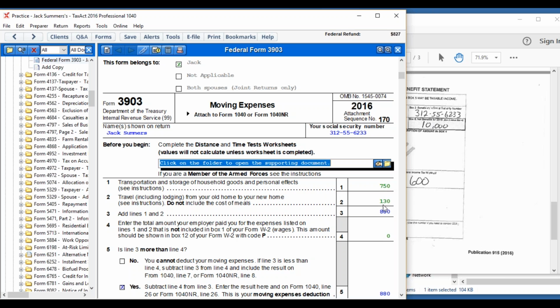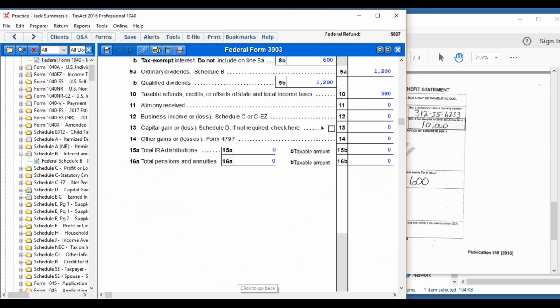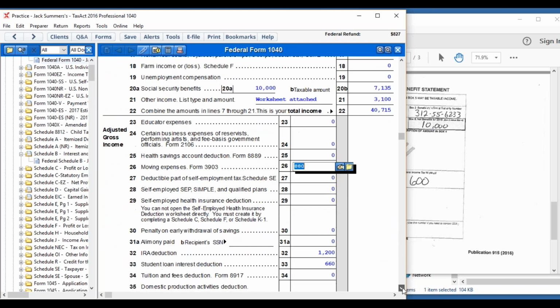And then in actual lodging, I said it was 130. And then I had meals in there as well, but we do not include meals. So simply the 750 plus the 130 is 880. If I have done everything correctly by going into this folder first, that 880 should show up now on line 26 as a moving expense.